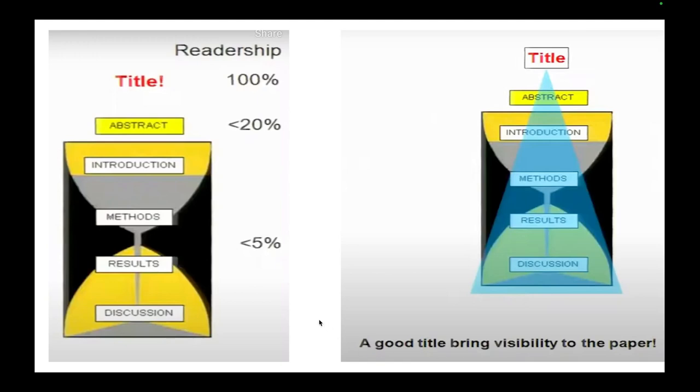A good title brings visibility to the paper. If you have written a good and attractive title, your paper will get great visibility. If you get great visibility, there are chances you will get more citations. People will use your work and cite your work. That's why the title is written at the end. So you have a whole idea of the manuscript, and now you can write a good title.